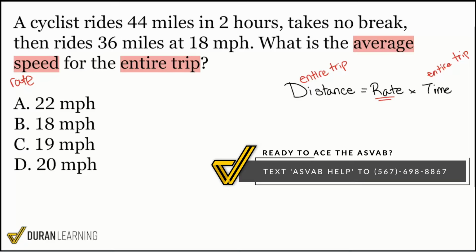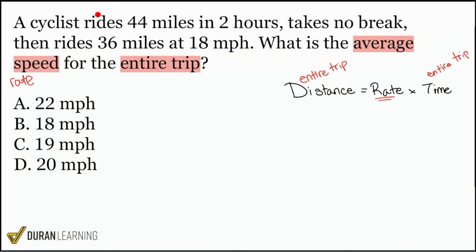Because when we take a look at the information we're given, it says a cyclist rides 44 miles in 2 hours, takes no break, and then rides 36 miles at 18 miles per hour. So when we take a look at the information given, my party people, we have two parts to this trip, in blue there and in green over here. So everyone, which of the two missing pieces is the easiest to find right now? You tell me. Is the distance for the entire trip or the time for the entire trip easier to find at this current moment?